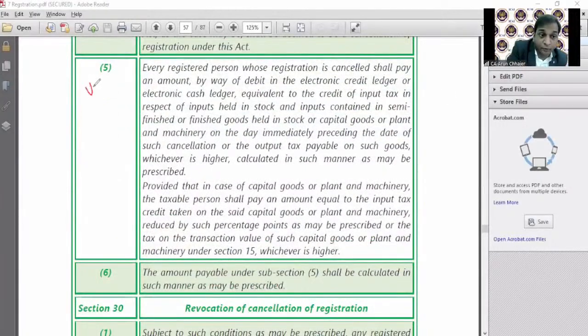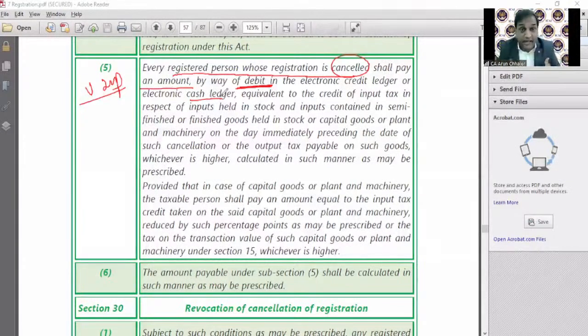Section 29(5) is very important from a practical point of view. What does it say? Every registered person whose registration is cancelled shall pay an amount by way of debit in electronic credit ledger or electronic cash ledger. So I am registered, I have surrendered, I have cancelled my number. Do I need to pay something? Answer is yes. How much? Shall pay the amount by way of debit in electronic credit or cash ledger, equivalent to the credit of ITC in stock or capital goods.